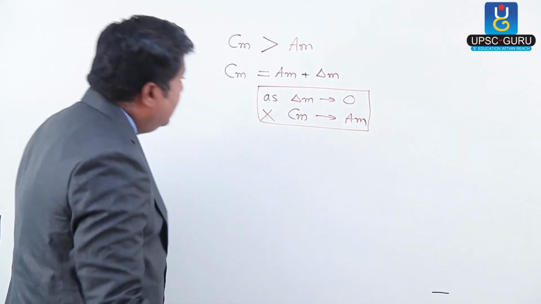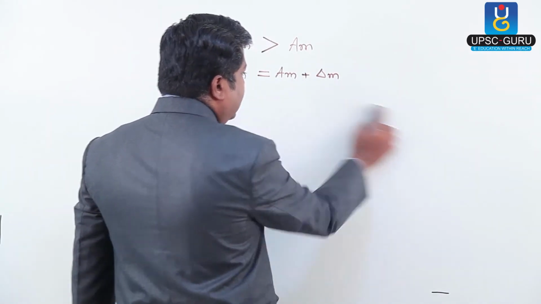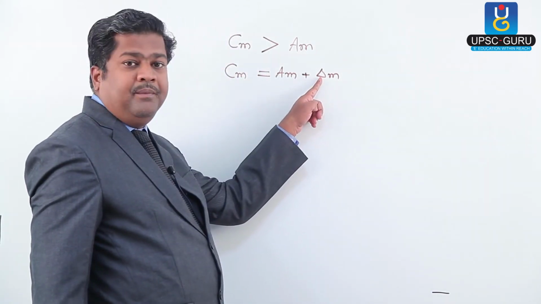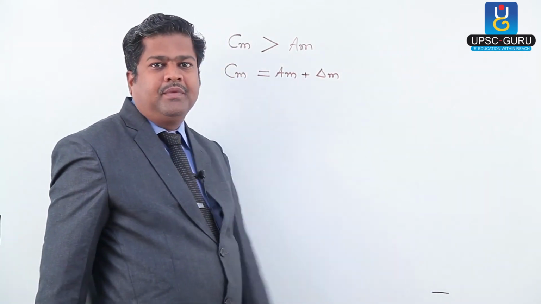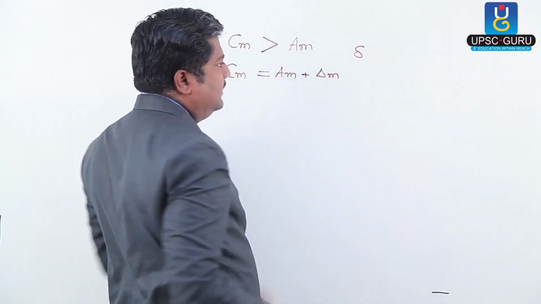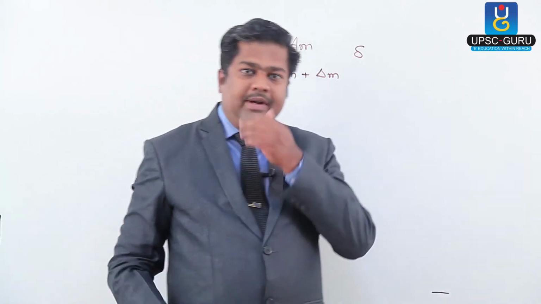Now here you are aware of the concept. Now delta M, this is a Greek letter, this is capital delta. Small delta we show something like this, whereas this is capital delta. So delta M is called the mass defect.